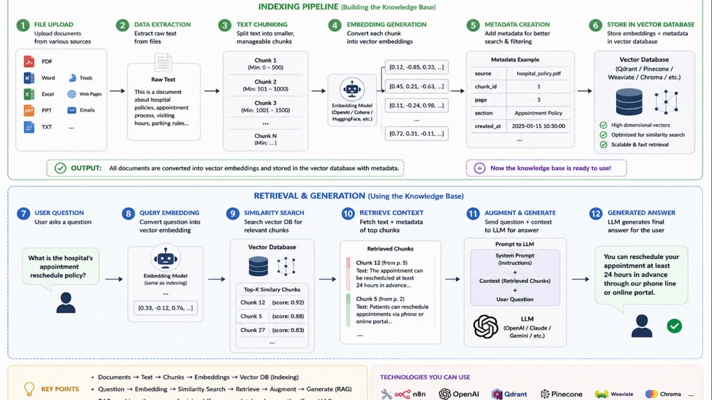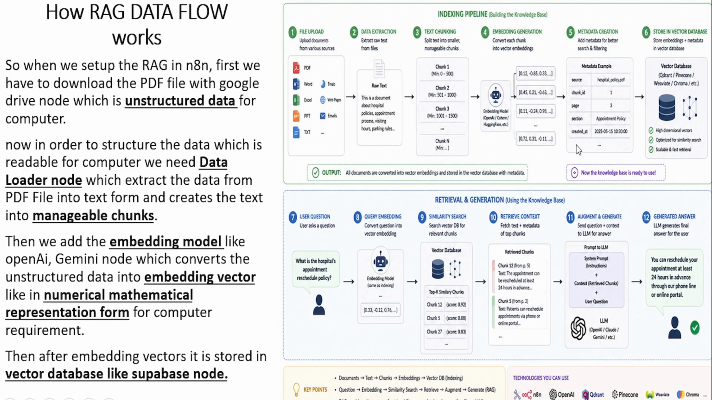So after retrieving the context and data from the vector database, it sends the question and retrieved data to an LLM or chat model like OpenAI, Claude, Gemini, whatever we are using in our workflow automation. After having all these things, the LLM generates the accurate and proper answer. So hopefully you get it a little bit, but for your better understanding, I'm going to share this slide, how RAG data flow works.